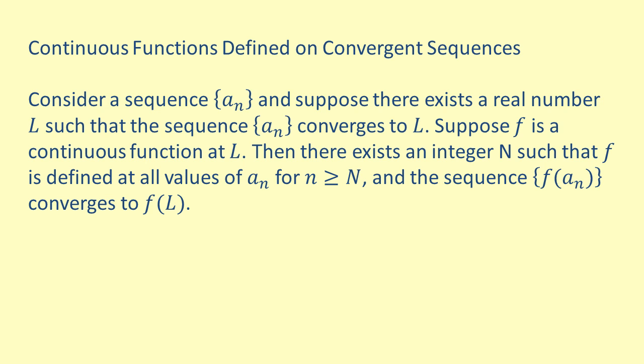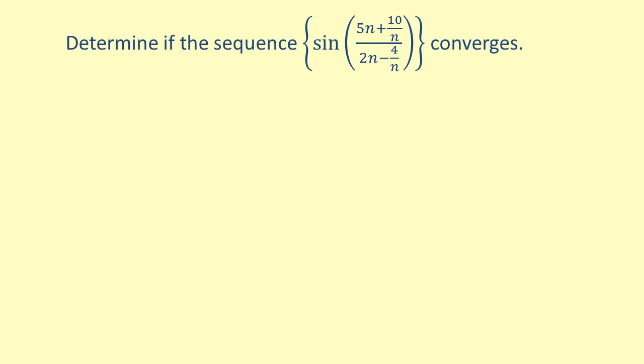This means that because f is a continuous function, as the inputs a sub 1, a sub 2, a sub 3, and so on approach L, the outputs f of a sub 1, f of a sub 2, f of a sub 3, and so on approach f of L. We can use this property to find limits of more complicated sequences. Let's try an example to illustrate this idea more clearly.